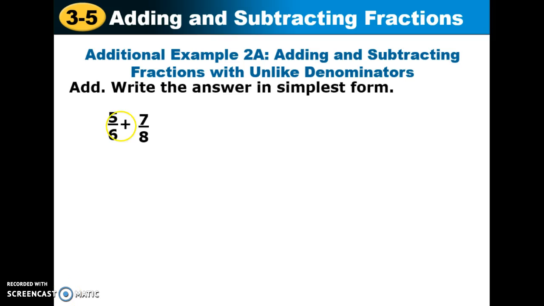Here we have 2 fractions with unlike denominators. 6 and 8 are not common. So the first thing we need to do is find a common denominator. To find a common denominator, I'm going to take both 6 and 8 and find their multiples. So 6 times 1 is 6, 6 times 2 is 12, 6 times 3 is 18, 6 times 4 is 24. I'm going to stop there. We can keep going, but I'm going to stop there. 8 times 1 is 8, 8 times 2 is 16, 8 times 3 is 24, and I can stop right now.